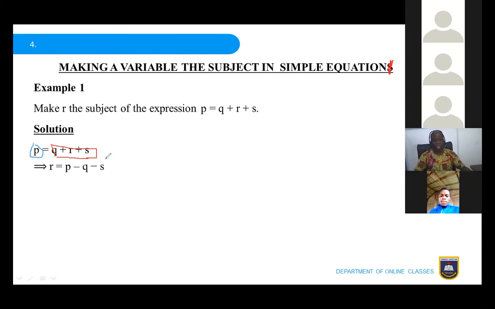Are you okay? Maybe I should have rearranged it, then the R will be at the left side. So I'm sure the way you are thinking, like, you rearrange it before grouping the like things. That is also another method of solving it. Are you okay? Yes, sir. And you can try it. You will get the same answer. Okay. All right. Let's go to the second example.